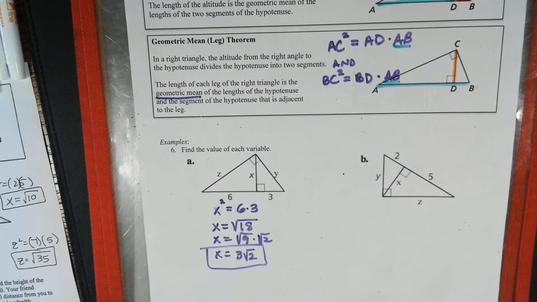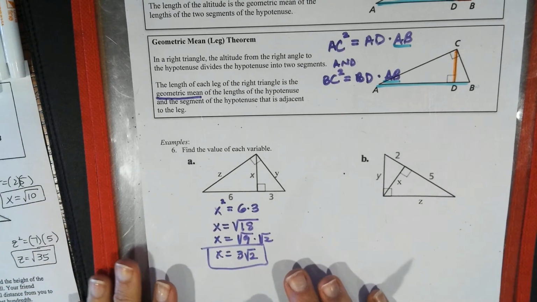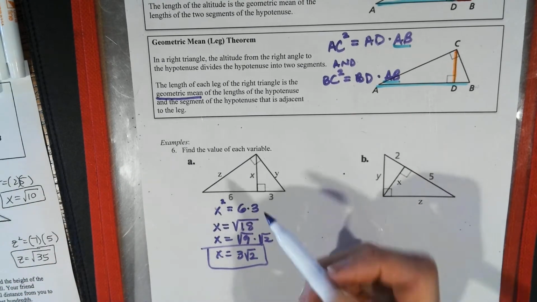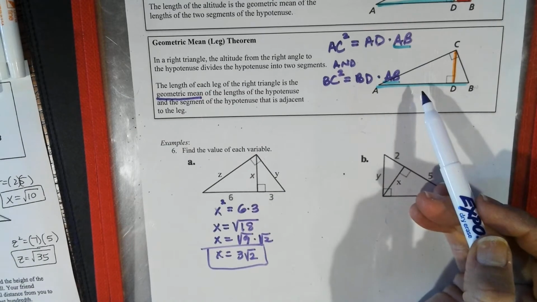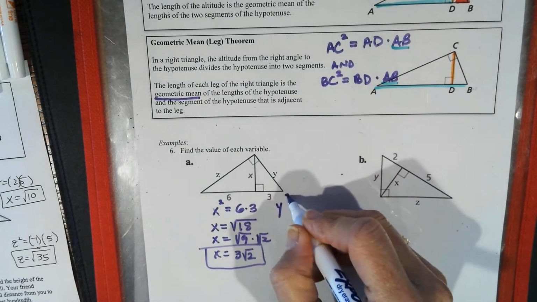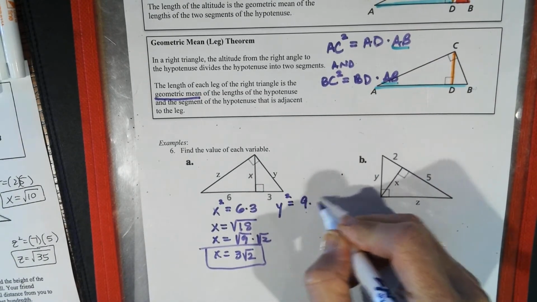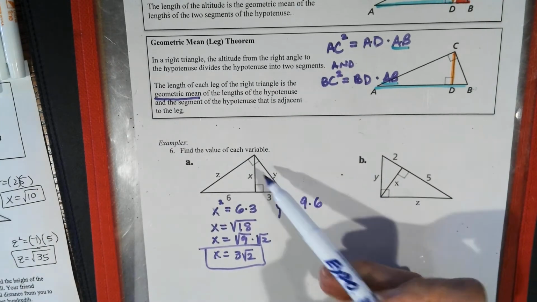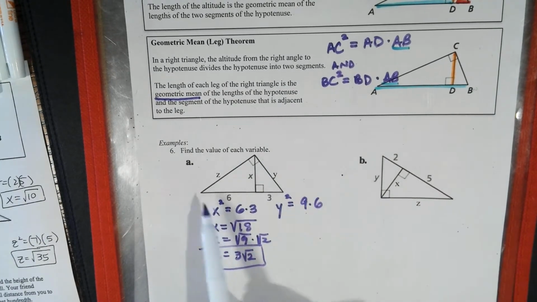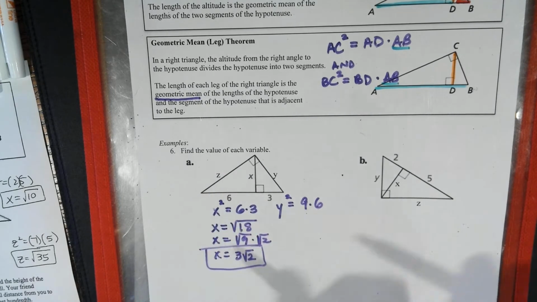Now, I'm going to use this theorem for all of them. Say I also want to find y and z. Then I'm going to use this theorem. So y squared equals 9 times 6. So here's y, that's a leg. 9 is the hypotenuse, and 6 is the other longer leg.